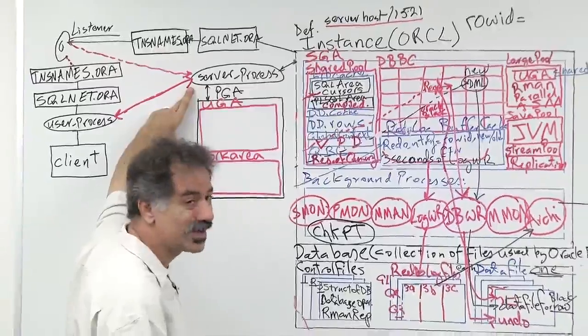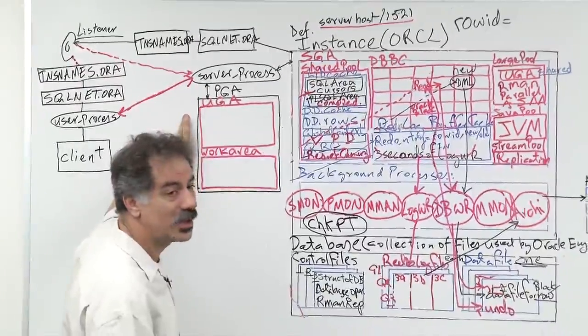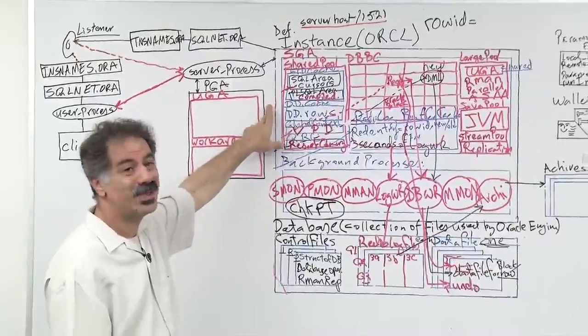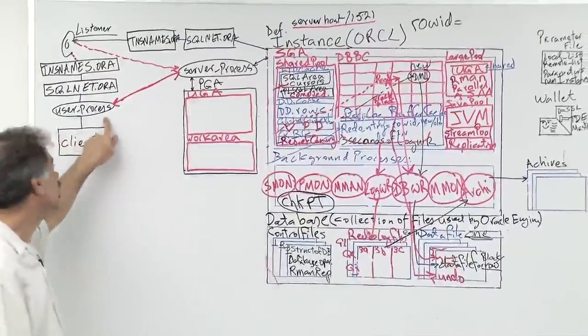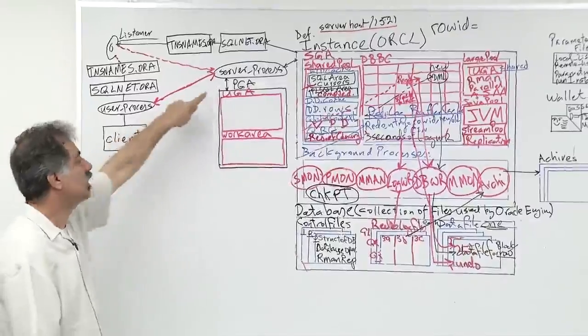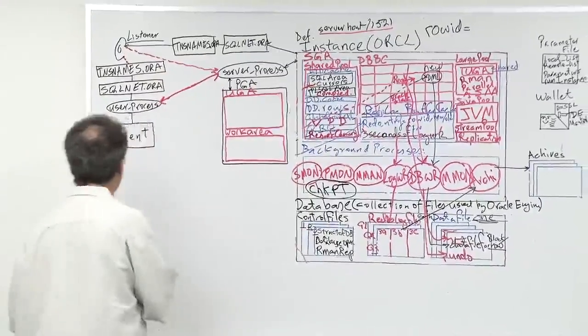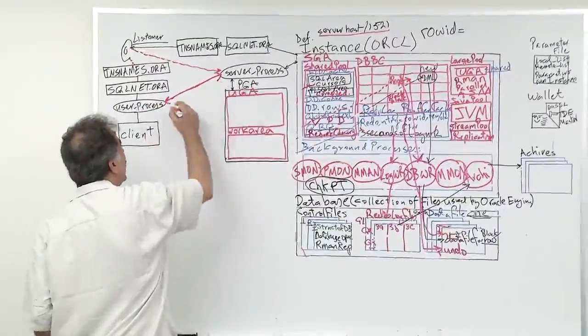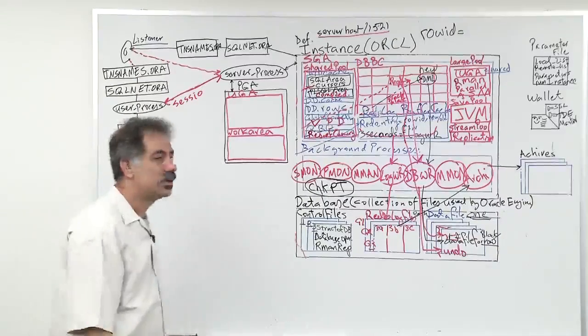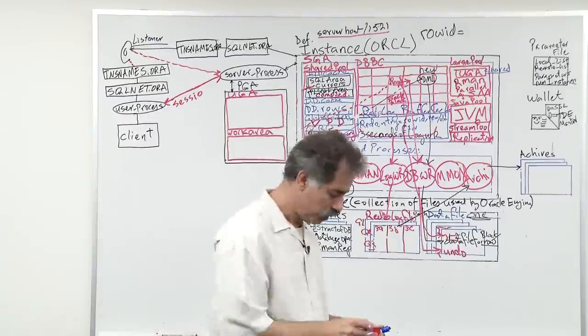Once that server process is spawned, assigning a PGA for that server process, the server process communicates to the instance and gets connected to the user process on the client machine. So now we have a session. And the session is when the client communicates through the user and the server process with the database.